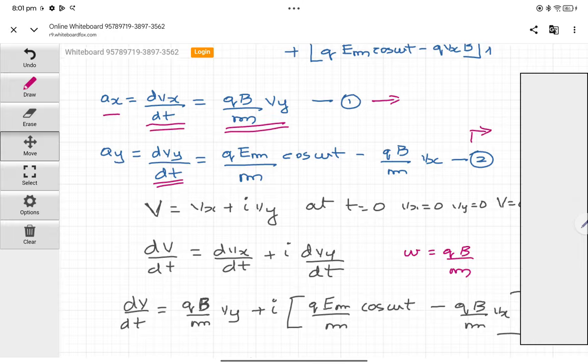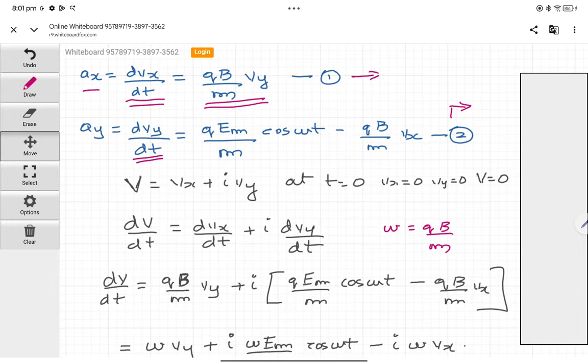Okay, now comes the most important thing. As I said, I'm going to use simple complex numbers, not some very difficult method to solve these equations. So we just take a function V. Now this is not velocity, this is a function V. This is a complex function. It has a real part which is vx and an imaginary part which is i times vy.